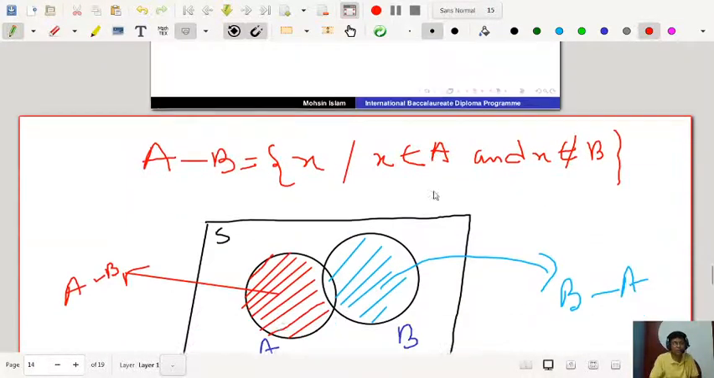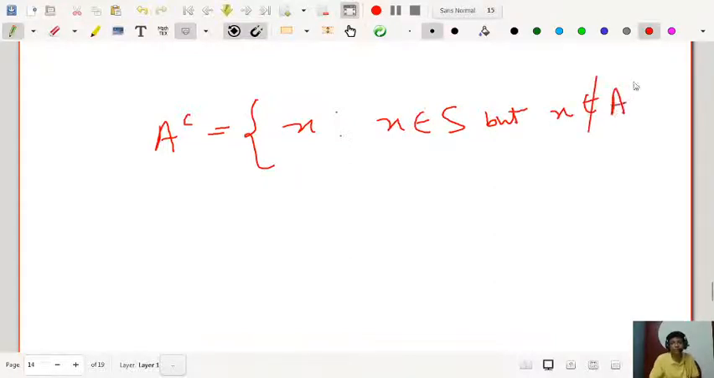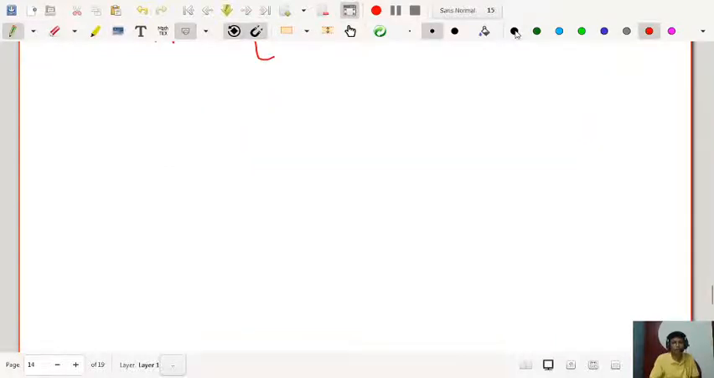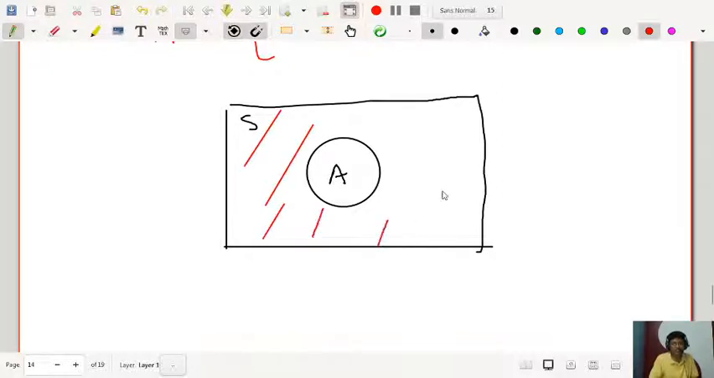The complement of a subset: such that X belongs to the universal set, but X does not belong to A. This is the definition, so let me draw the Venn diagram. It will be set B and the whole square. I'm writing A only. Can you tell me which part is the complement? It will be the outside. Yes, got it, excellent.